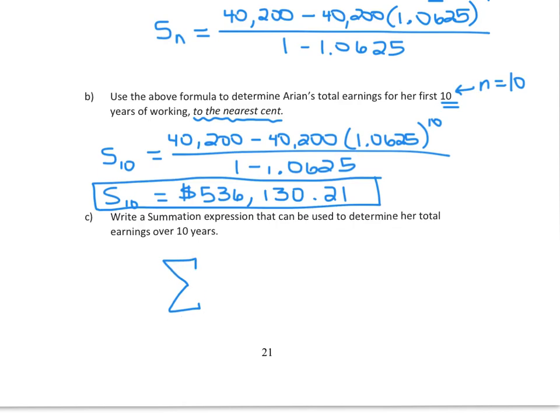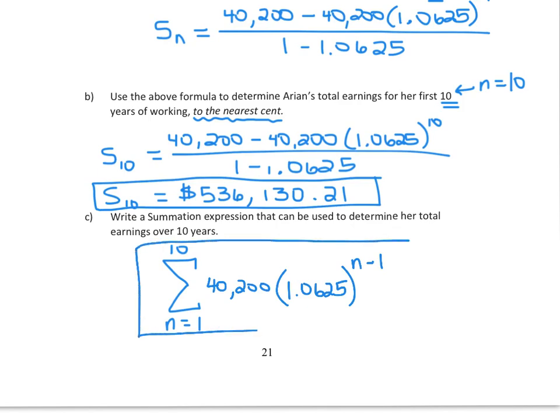So we're going to start at n equals 1, her first year, and we're going to go all the way up to 10 years. And we know here we just use our geometric explicit formula. So A sub n is equal to A sub 1. We know A sub 1 is 40,200 times r, which is 1.0625. And the explicit formula has an exponent of n minus 1. So this would be our answer here.